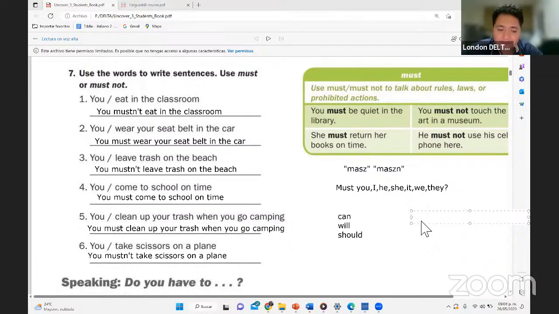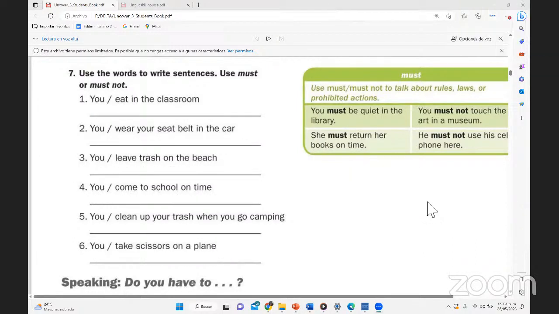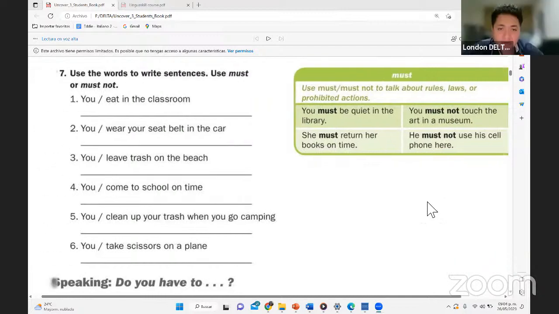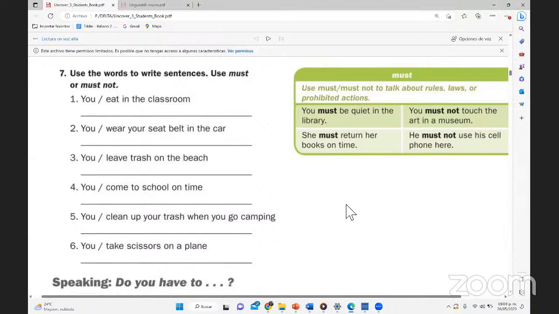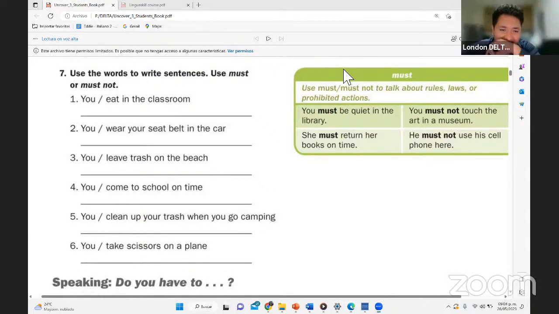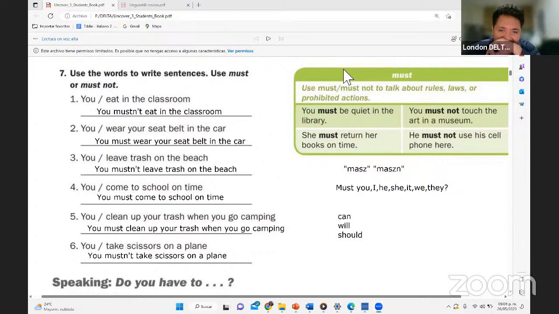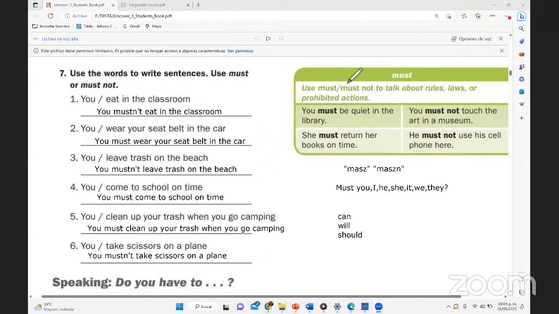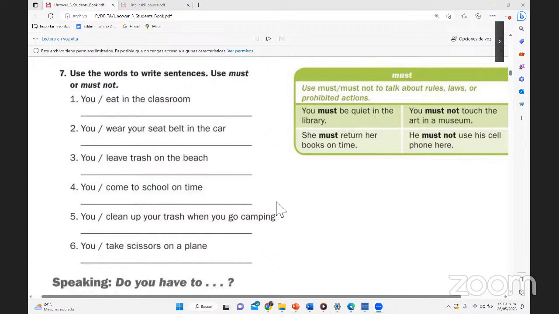Possible screenshot. Sorry? Possible screenshot. Ah, screenshot. ¿Quieres tomar un screenshot? Oh my God. Ya no lo puedo recuperar. I'm sorry. Ah, ahí está. Ok, very well. ¿Listo? Perfect. Yeah. Okay, very well.